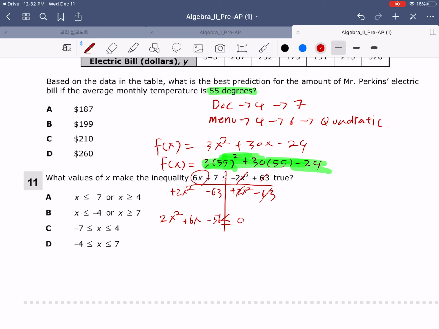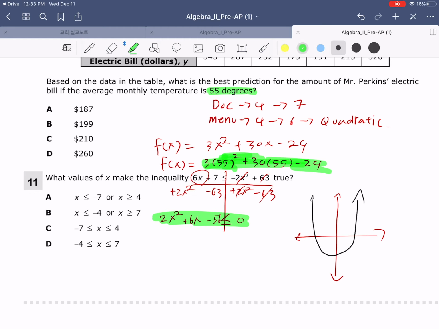So one way of doing it is to put this into the calculator, and actually that's the only way. If you cannot see the graph, you have to zoom in or zoom out. Since it's a positive graph, you're going to have a graph something like this. And since it's less than or equal to, most likely you will have the area shaded in the bottom, somewhere like this.